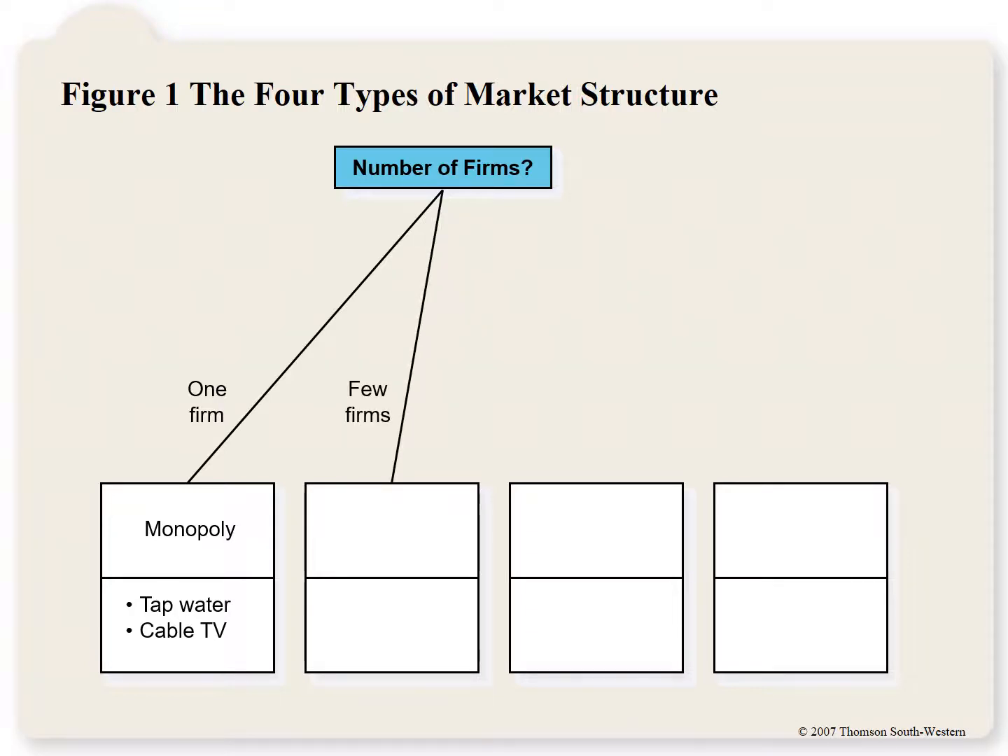If there's just a few firms, that's what we're looking at today. We're looking at oligopolies. So things like Pepsi, things like tennis ball companies, things like crude oil. There's just a few companies that are going to dominate.